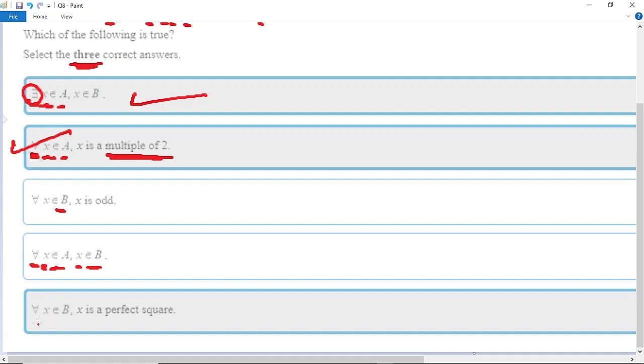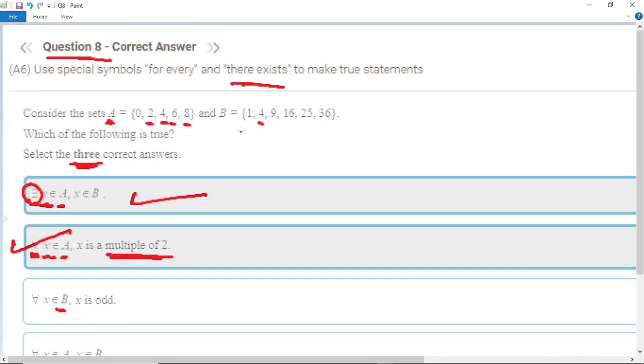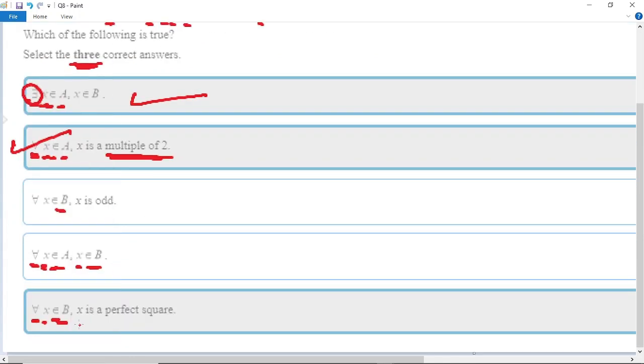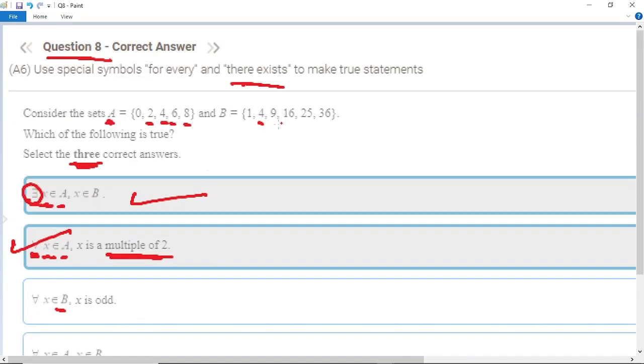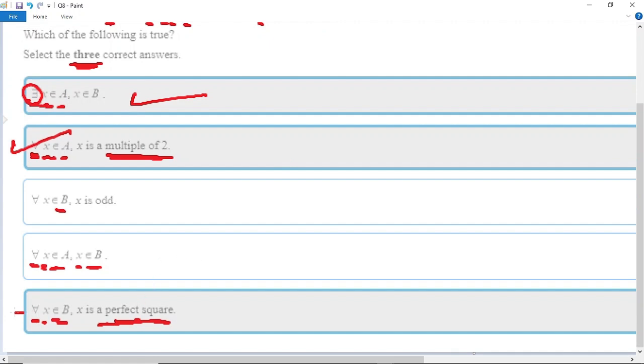Okay, here. All numbers belong to B. All these numbers which belong to B are perfect squares. That means a square. Okay, let's see. 4 is the square of 2, 9 the square of 3, 16 of 4, 25 of 5, 36 of 6. That means this is the right answer.